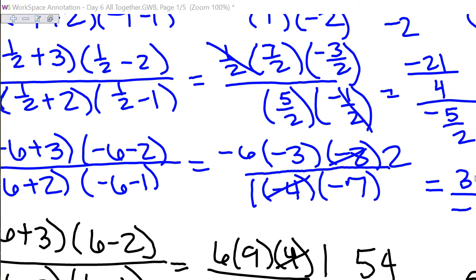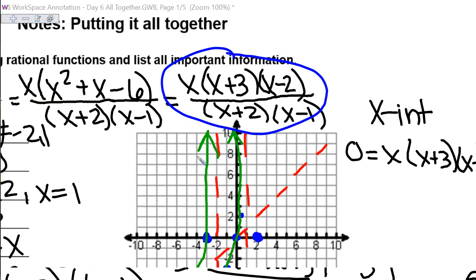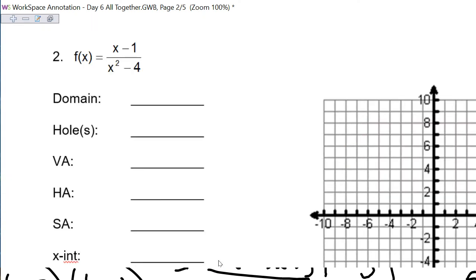Okay, plot that point, 6, 5.4. Right here. Can I tell what's happening? Yes, it's curving between that vertical asymptote and the slant asymptote. Okay, questions on number 1? Moving on. Next one, what's the first thing we should do?